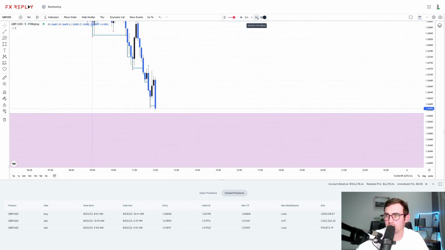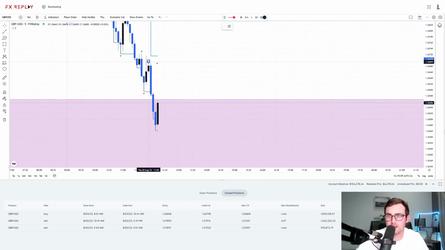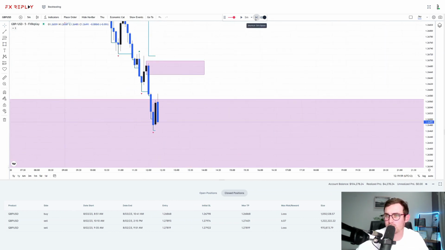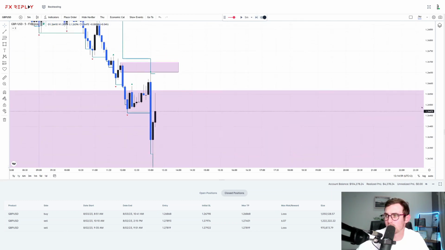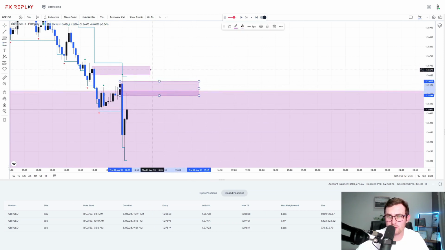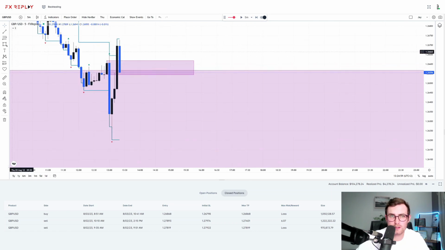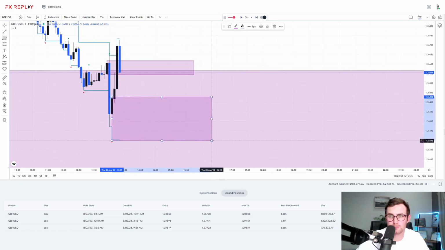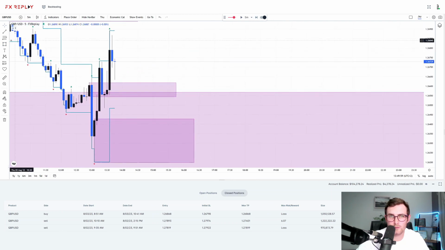Okay, missed potential entry. So now in this area of demand, we want to see these areas of supply fail before looking to go long. Okay. New break of structure, new supply in control. So we want to see these supply zones failing before going long. There's that failure. We had that break of structure, mitigation into this demand now.